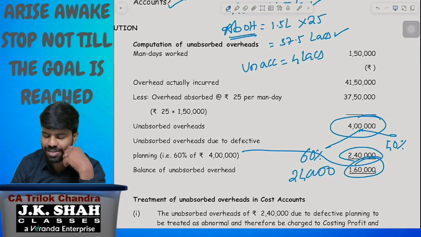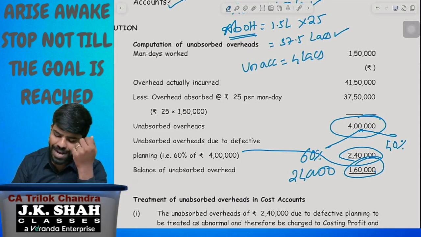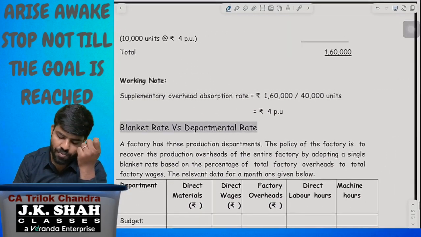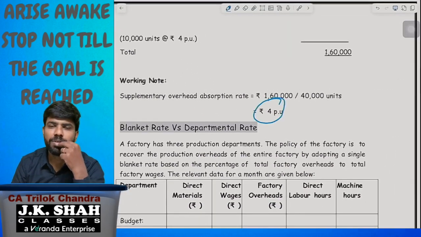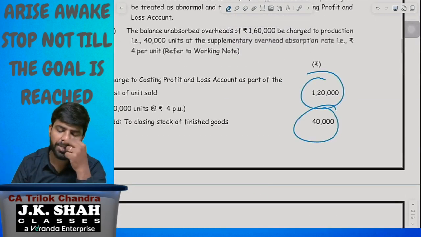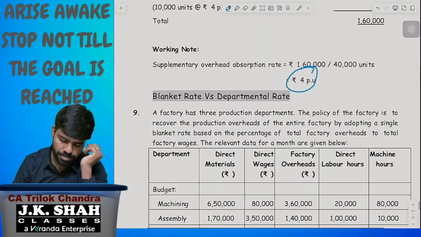This increase in cost, we consider it for the supplementary rate. How can we calculate the supplementary rate? Using units. Again, 40,000 units produced. So 1,60,000 divided by 40,000, 4 rupees per unit. So how much is charged to goods sold? 30,000 into 4, 1,20,000. How much is charged to closing stock? 10,000 into 4, 40,000. So that is what they accounted here: 40,000 and 1,20,000. I hope you understand this. Next.